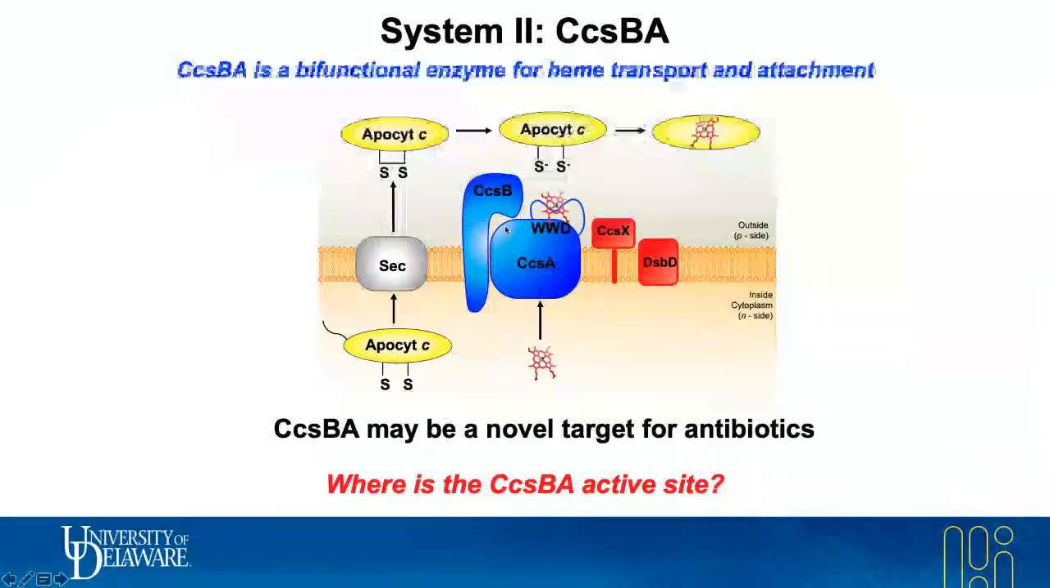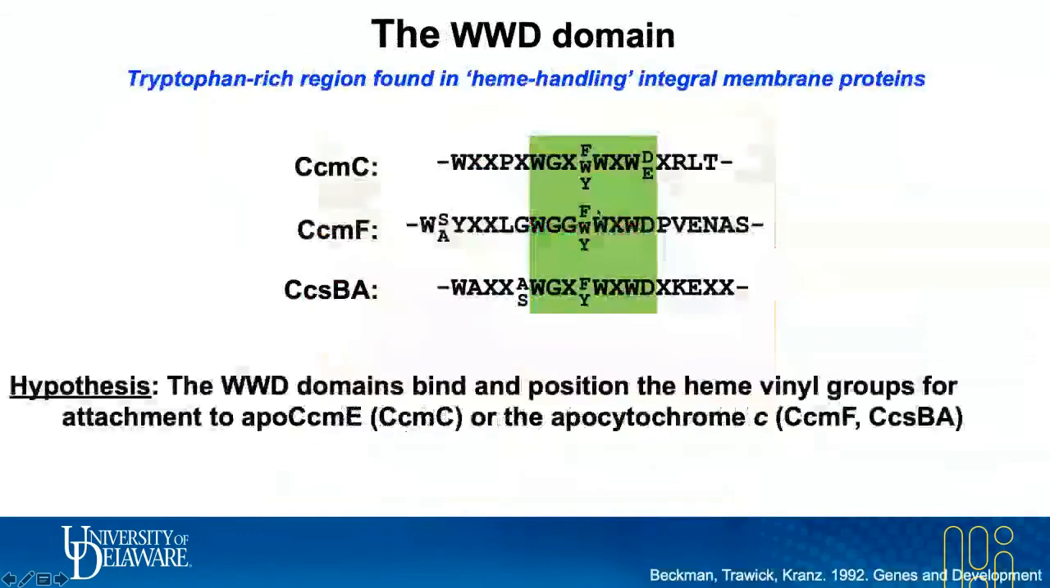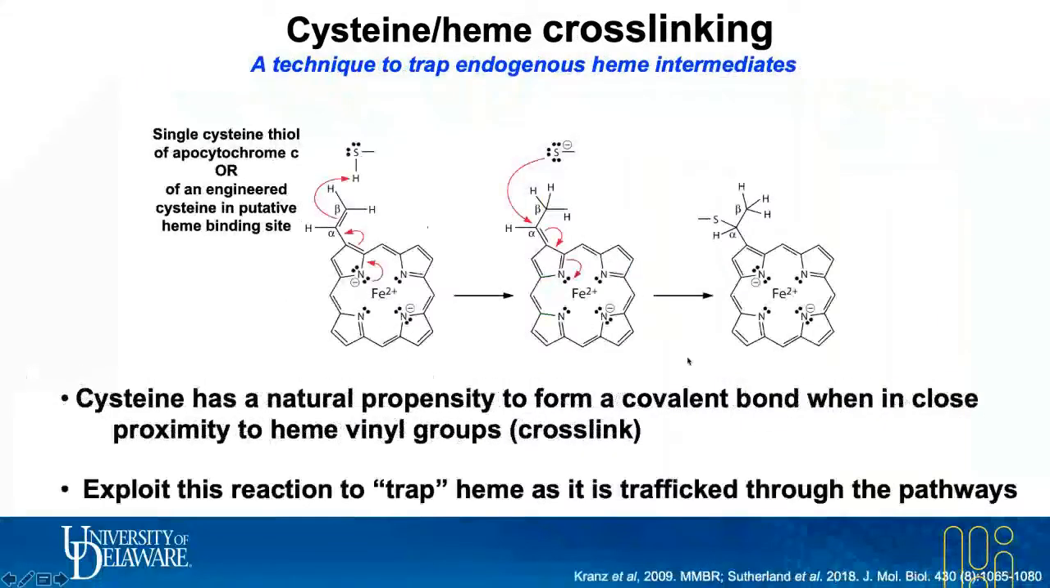We focused in on a conserved domain called the WWD domain. This is a tryptophan-rich region that's found in three different prokaryotic proteins. It was found in 1992 and hypothesized to be important for binding heme and positioning heme vinyl groups for attachment. So to test this hypothesis, we developed a novel technique called cysteine-heme crosslinking. Cysteine and heme have this natural propensity to form a covalent bond when they're in close proximity. So we're trying to exploit this reaction to identify heme binding domains.